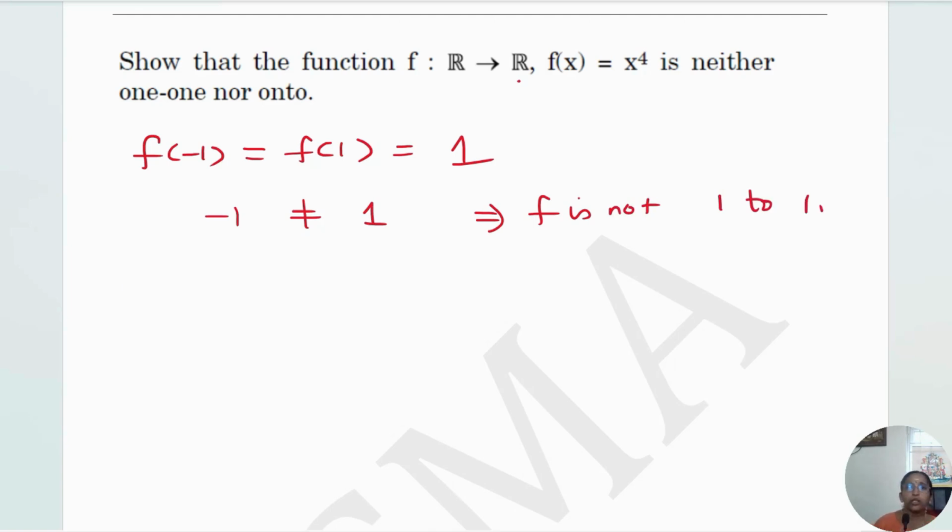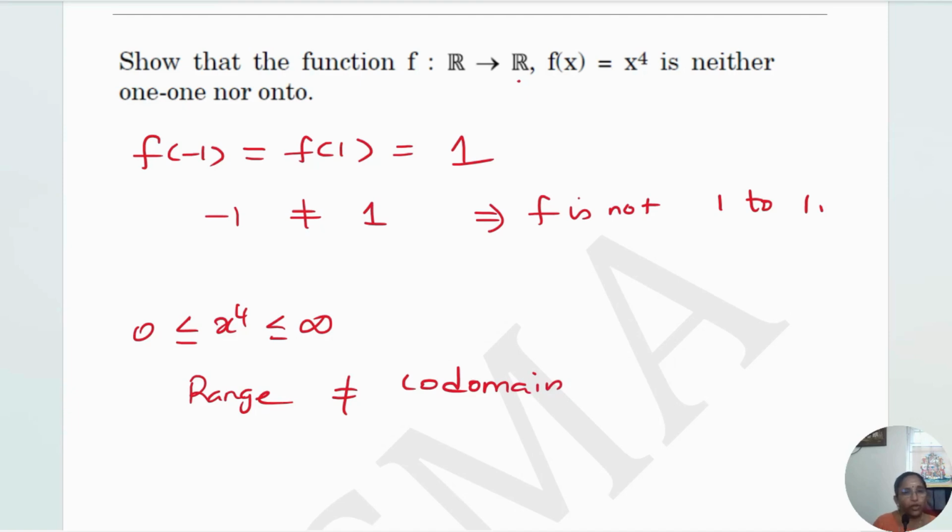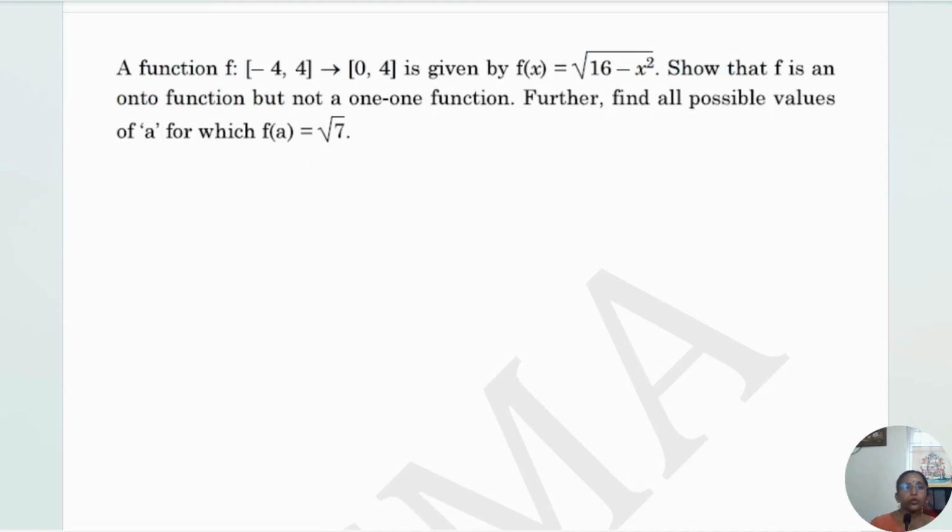And coming to the next one. Here the function is x^4, so the value of x^4 lies between 0 and infinity. So in this case the range is not equal to the codomain, so our function is not onto. Proved.